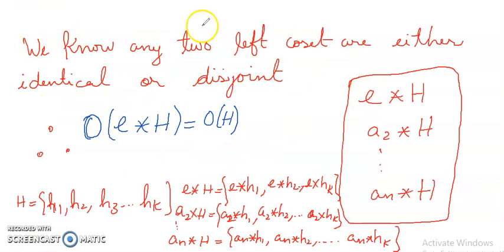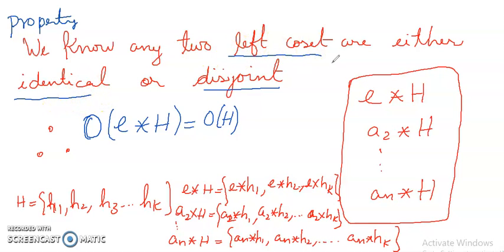Now I'll give you some explanation. Consider this property: we know that any two left cosets are either identical or disjoint. Identical means the same, or they will be different. Disjoint means the intersection is empty. Identical means they are the same: every element of the first coset is the same as in the second coset.